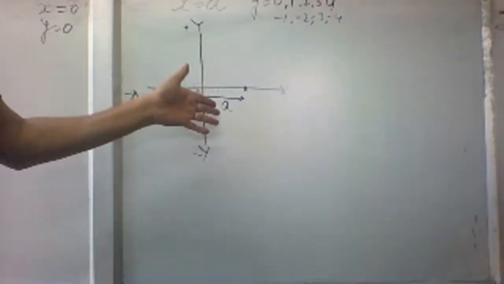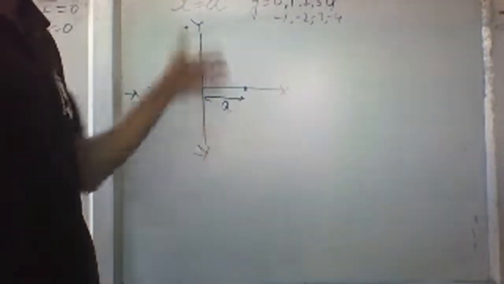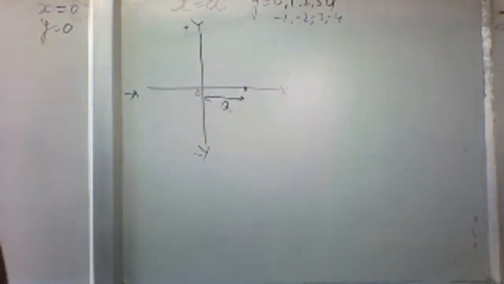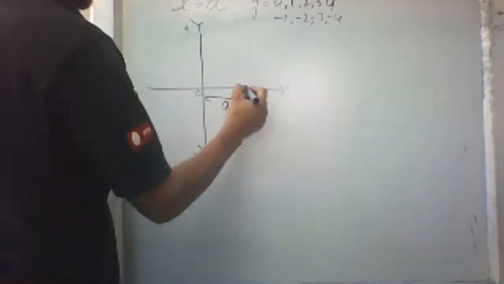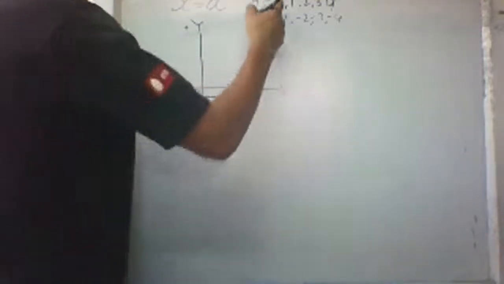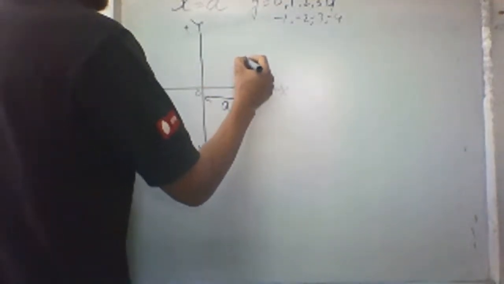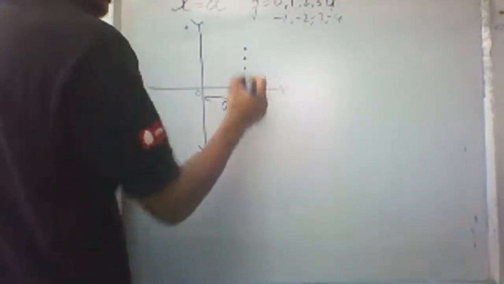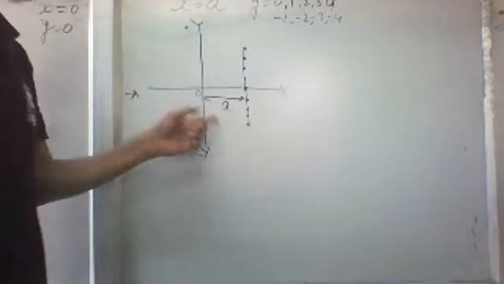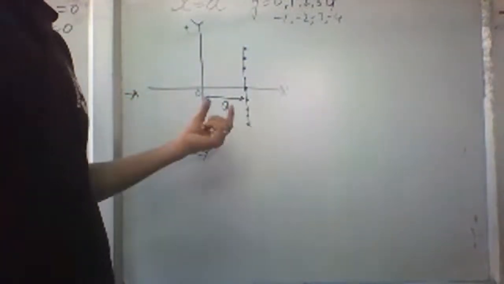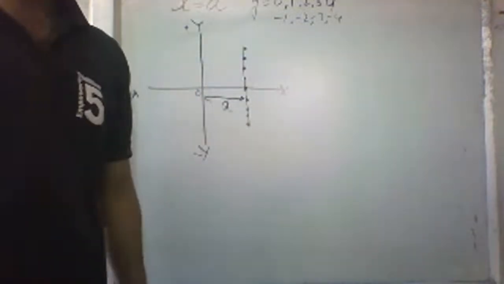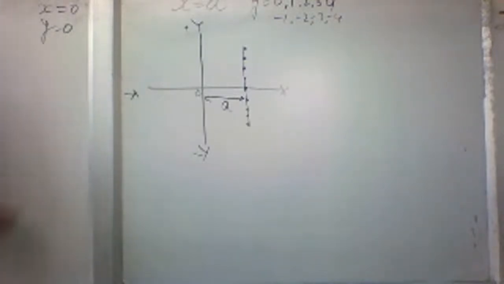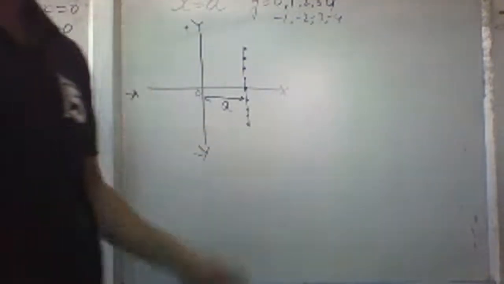I have to plot a graph on this quadrant, the x and y planes. So what will I do? I will take y is equal to 0 here, y is equal to 1, y is equal to 2, y is equal to 3, y is equal to 4, y is equal to minus 1, minus 2, minus 3, minus 4. I join them all together, and this is the new graph I have plotted, and this is x is equal to a. So now you have seen three types of graphs: x is equal to 0, y is equal to 0, and x is equal to a.